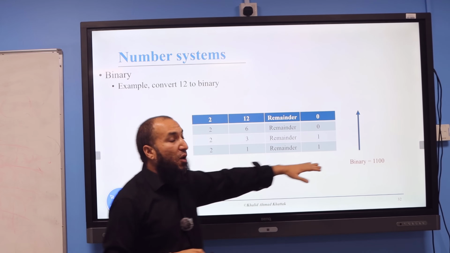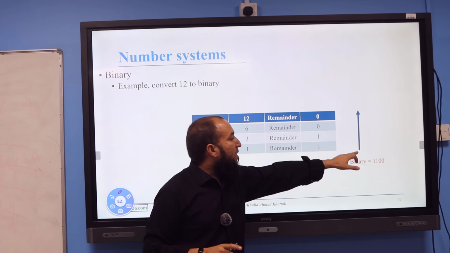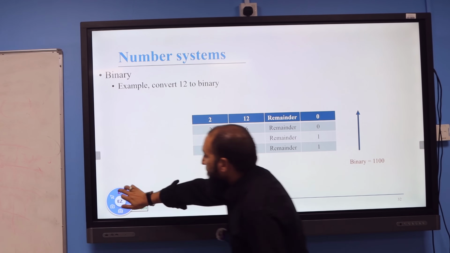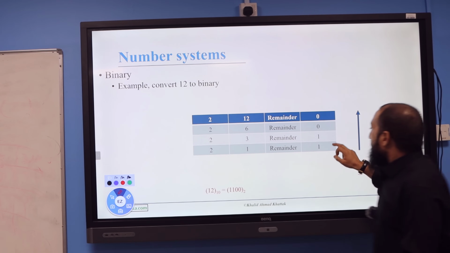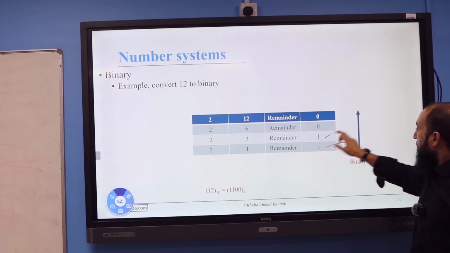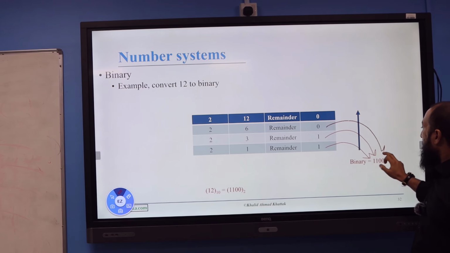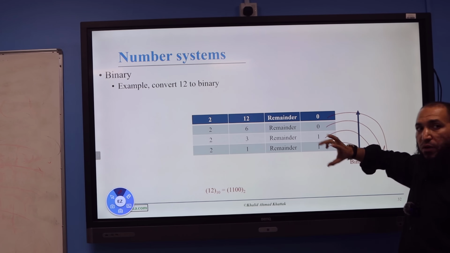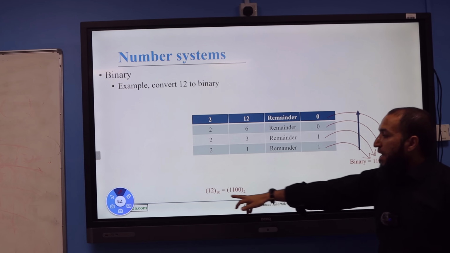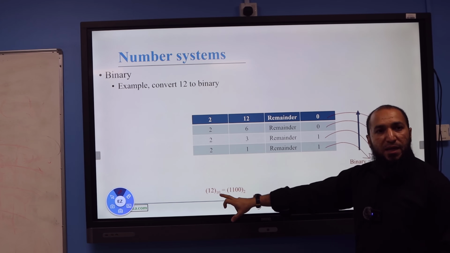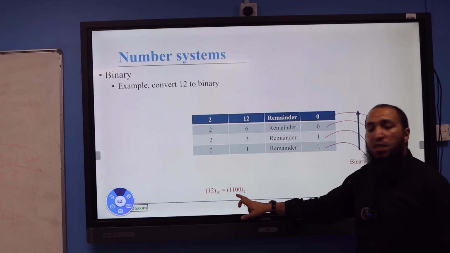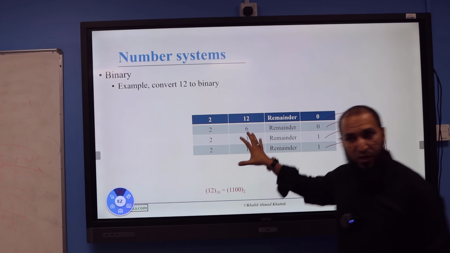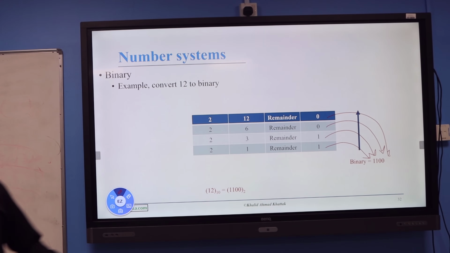So now, one thing to remember, we start getting the numbers from below. So this number will go first, this will be next, this will be next, and this will be next. So the answer would be 1, 1, 0, 0. If it's the other way around, it's going to be the wrong answer. Again, 12 in decimal is equal to 1, 1, 0, 0 in binary. You can write this down now.